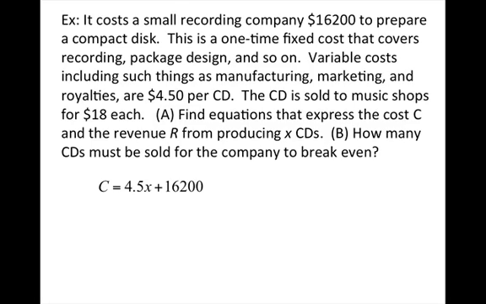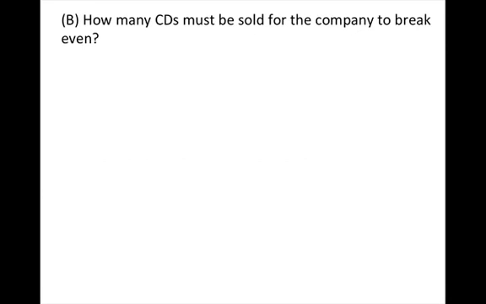Now my revenue, look at how the recording company is going to earn money. They're going to earn money by selling the CD to the music shops for $18 each. So my revenue is 18X. Now for part B, how many CDs must be sold for the company to break even? Breaking even is when revenue equals the cost. So I have 18X equals 4.5X plus 16,200.